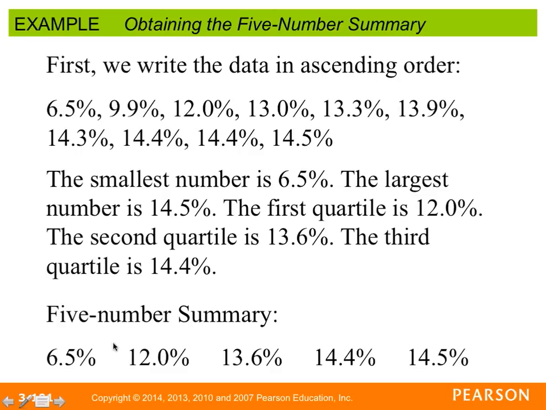So in order to write our 5-number summary, we just put our minimum, which is 6.5, our first quartile, which is 12.0, our median, which is 13.6, our third quartile, which is 14.4, and then our maximum, which is 14.5.